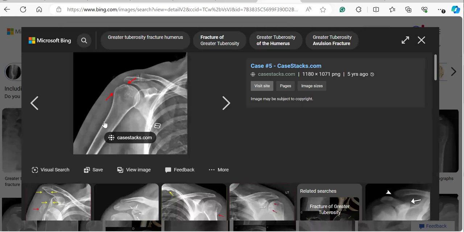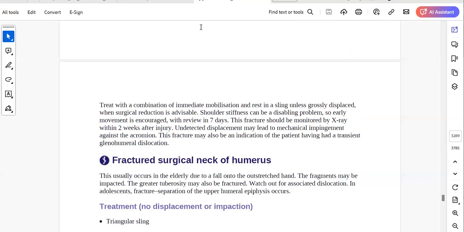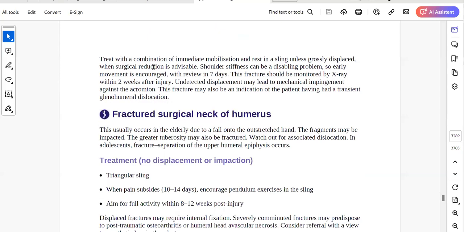And then this is the neck of the humerus, and that's the shaft of the humerus. Okay? So for greater tuberosity of the humerus fracture, mainly the treatment will be immobilization in a sling.